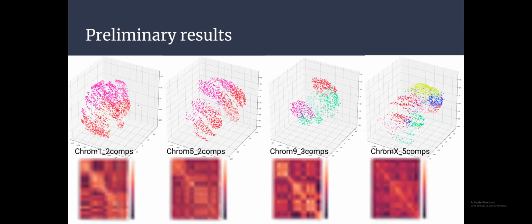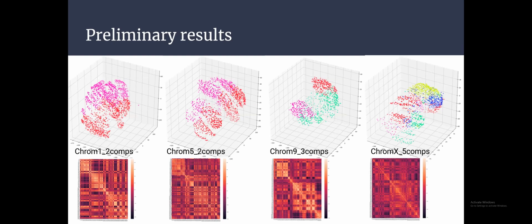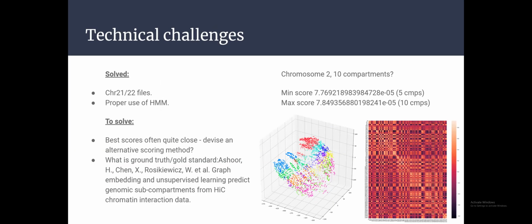As to our results, most chromosomes would give us 2 compartments as the optimal number, which is slightly unexpected. We expected more, like 5 most of the time, but in some cases we got more, as you can see here. For example, for chromosome 9, 3 compartments were considered optimal, and in chromosome X it was 5. And this might not be entirely correct, because chromosome 2 gave us even 10, which from everything in our research doesn't seem right.